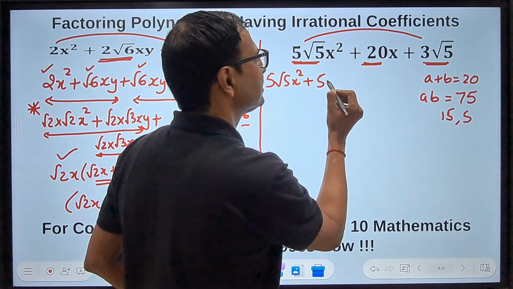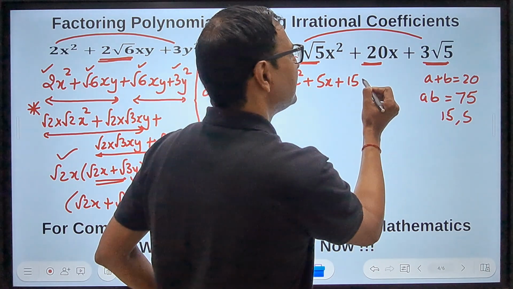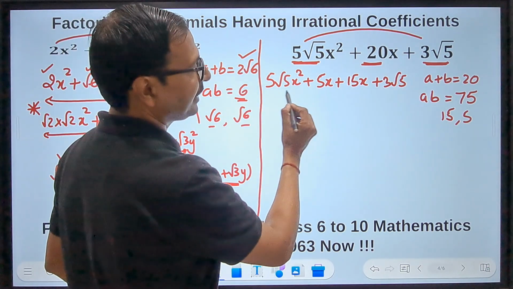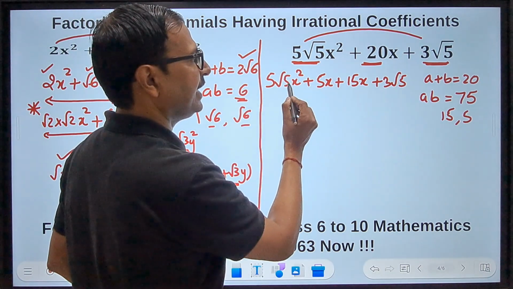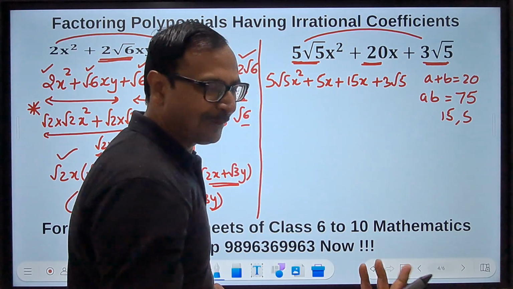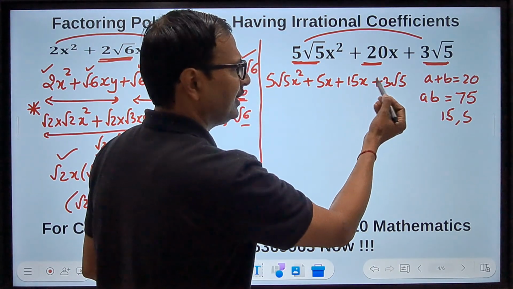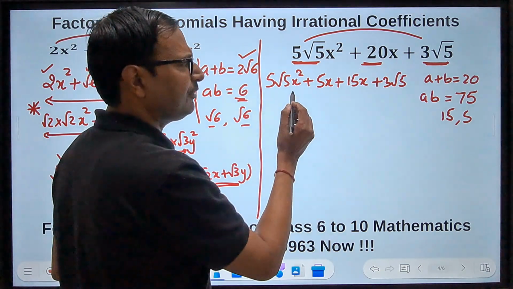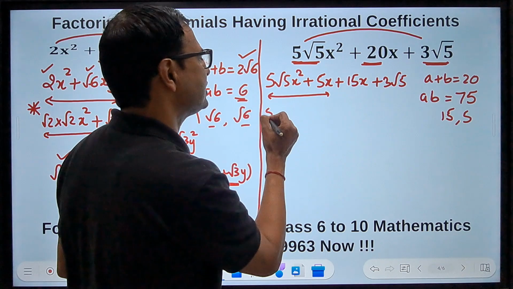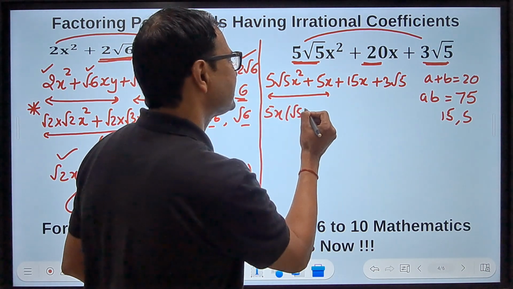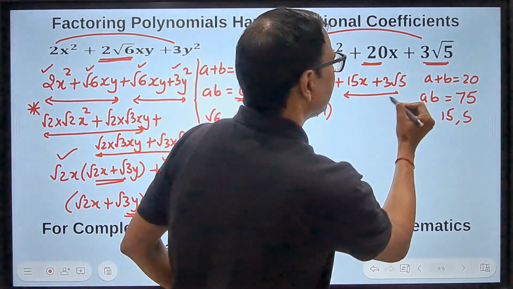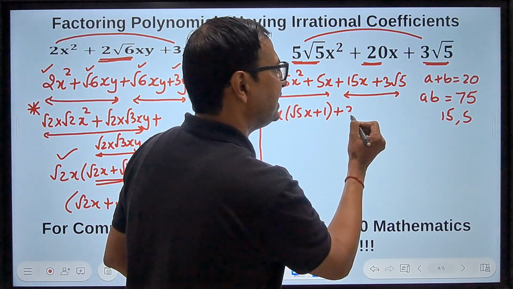So I am breaking 20 now, 15 and 5. So I can write 5x plus 15x plus 3 root 5, right? Now if I take the common factor out of these two, there is a 5 and an x. But is there a 5 here? No. Is there a 3 here? Yes, we do have a 3. So let's check if further breaking is required or not. So if you take a common factor out of these two, it is 5x. So you get root 5x plus 1, correct? And if you take a common factor out of these two, it is 3.